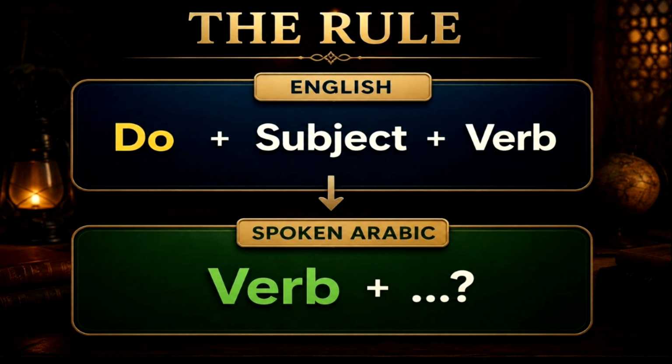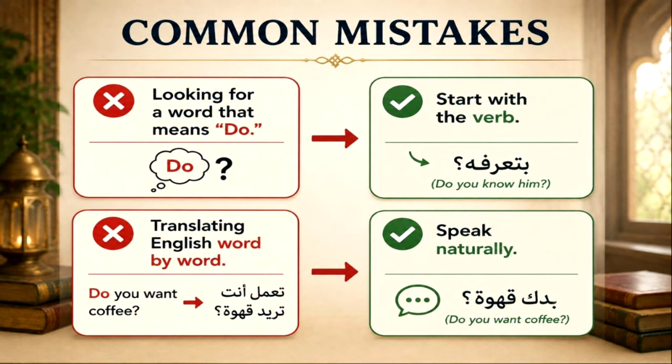Now let's avoid two common mistakes. These are the two mistakes almost every beginner makes. First, they try to find an Arabic word that means do. Second, they translate English word by word. Instead, think in spoken Arabic, forget about do, start with the verb, and you will sound much more natural.